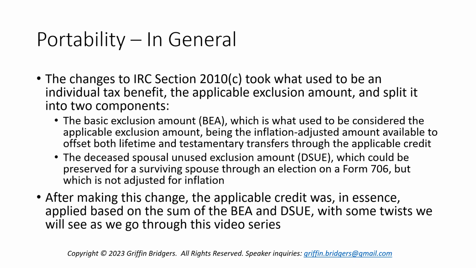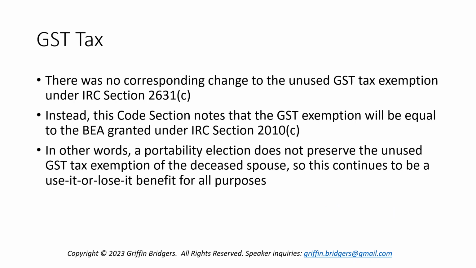So we can note one requirement there, that you have to have a surviving spouse to begin with. But one key difference from the BEA, the basic exclusion amount, is that the DSUI is not adjusted for inflation. So ultimately, after this change in law was enacted, the applicable credit was based on the sum of the BEA and the DSUI, with some twists, as we'll see, in terms of, one, the ordering between the two as to what applies to the applicable credit, and some other twists that we'll see through this video series.